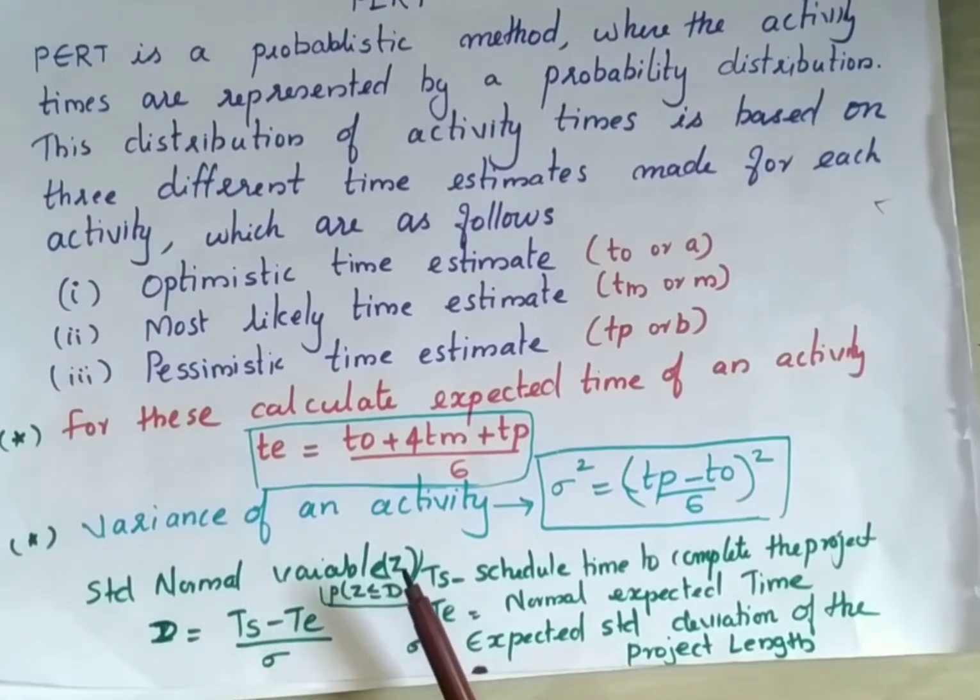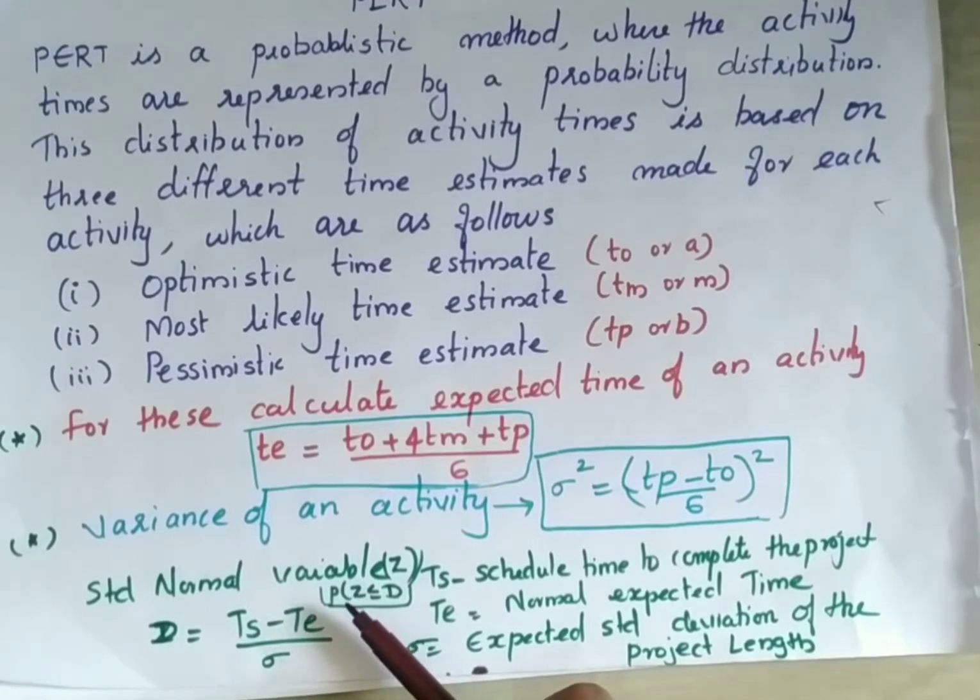And the last one, the standard normal variable, you also have to find out. It will be in terms of Z, and the probability we can mention as P. In P, we compare Z, which will be less than or equal to D. This Z value we will get from the standard normal distribution table. From the table you will get the value. I will show you how to get the value from the table.